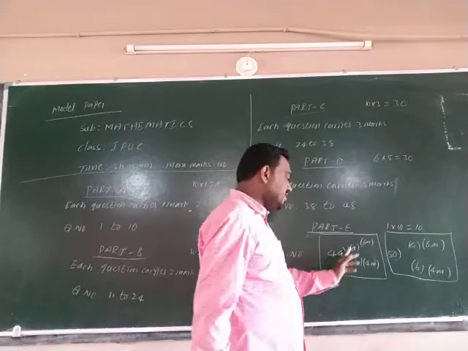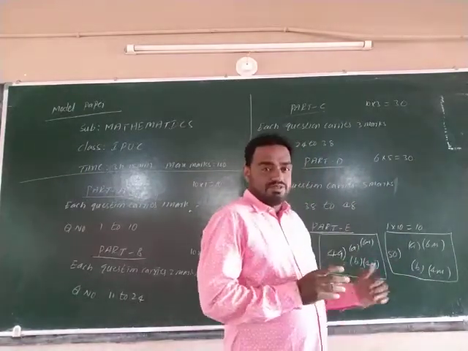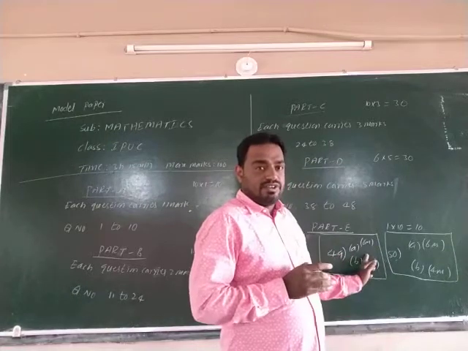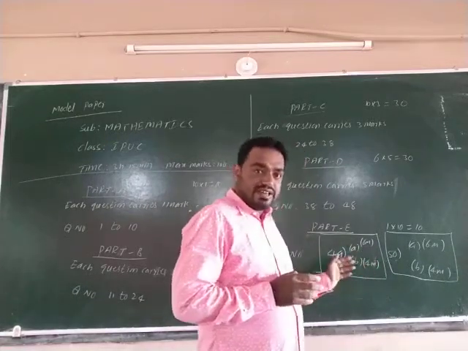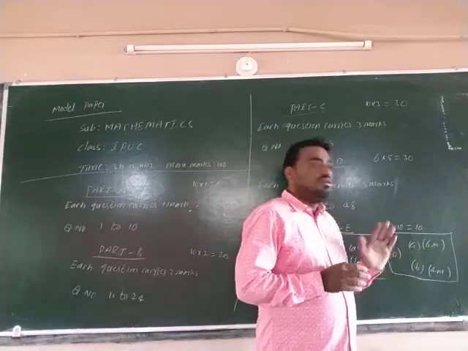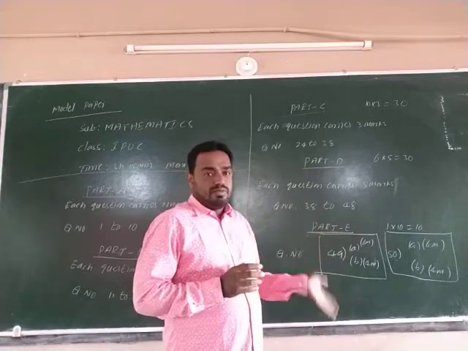If you solve 49 A and 50 B, they give only the 6 marks, the maximum marks only. So 49 A and B both we need to solve, otherwise 50 A and B both we need to solve. This is our question paper model.